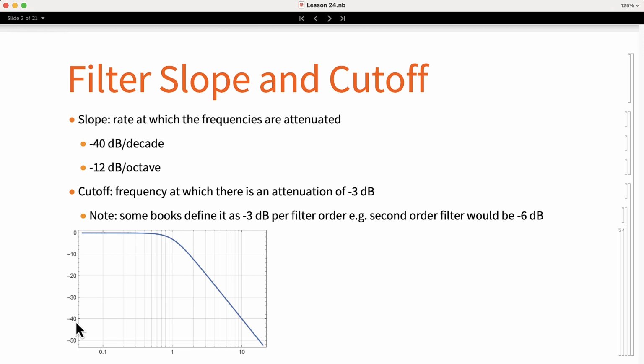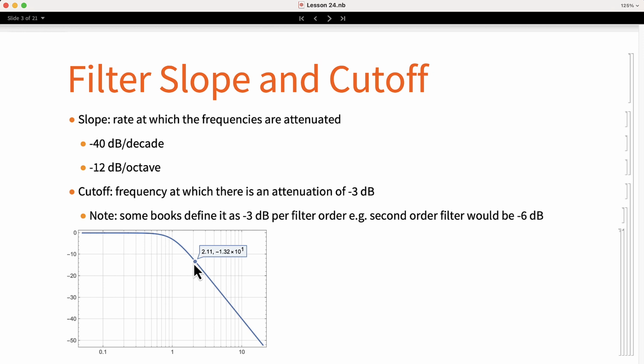The slope can also be given in octaves. An octave is equivalent to multiplying the reference frequency by 2. For example, the change from 1 radian per second to 2 radian per second is around minus 12 dBs. Octaves are more commonly used in musical applications. There is a relation between the order of the filter and the slope. The basic RC filter we explored in the previous lesson has a slope of minus 20 dB per decade or minus 6 dB per octave.